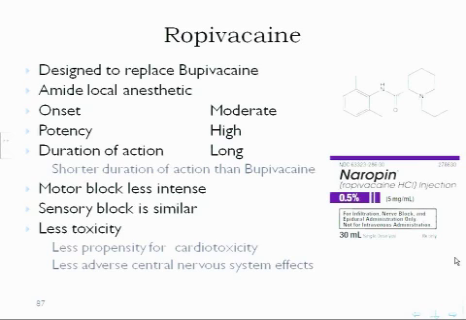The drug causes a motor block that is a little bit less intense, and the sensory block is similar. There's a little bit less toxicity, especially less propensity to cardiotoxicity, and there's less central nervous system effects. Ropivacaine is also called Naropin, or that's what I call it, Naropin.